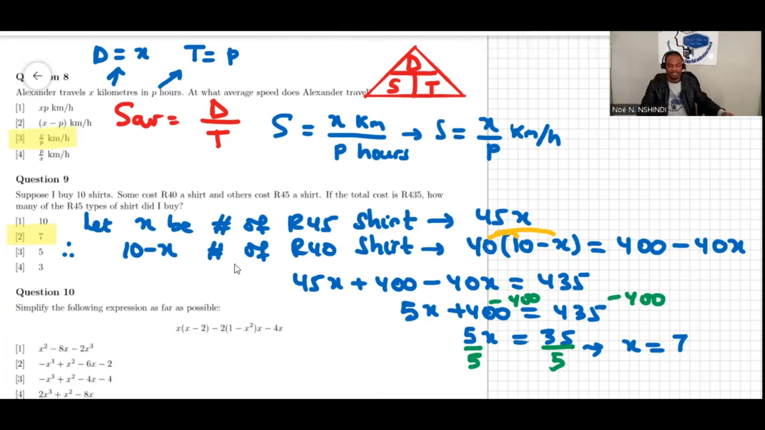Okay, now we work out how much it costs. The 45 rand shirts cost 45X. The 40 rand shirts will cost 40 times (10 minus X), which is 400 minus 40X here. Then we say the total will be 45X plus 400 minus 40X, which is the same as 435, because this is the total cost of all the shirts together. That's why we equate this to 435. And then we simplify in order to get X.